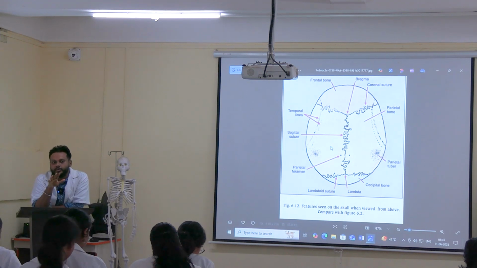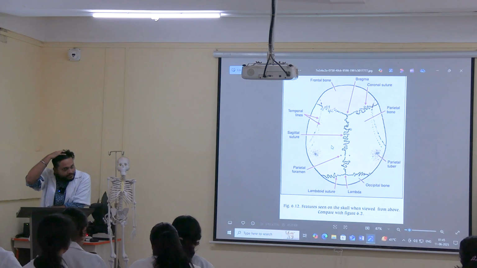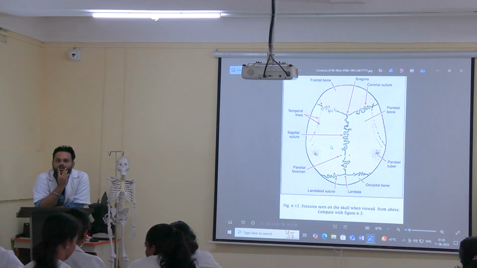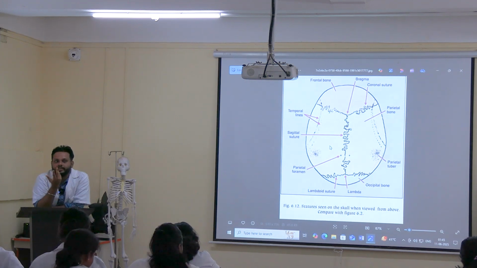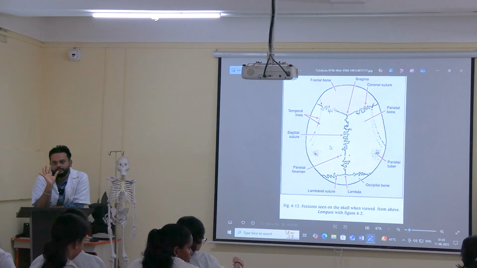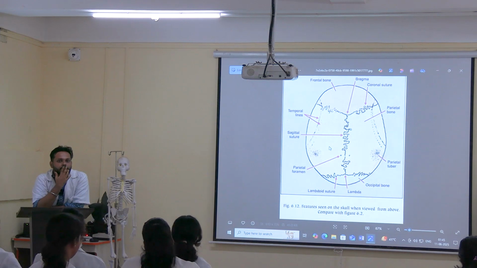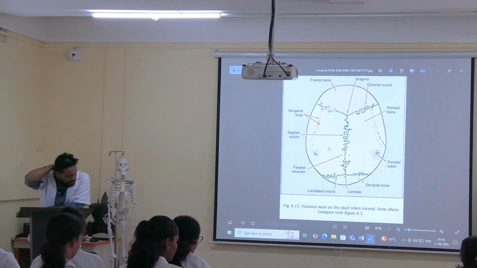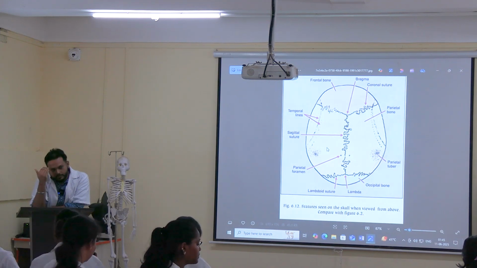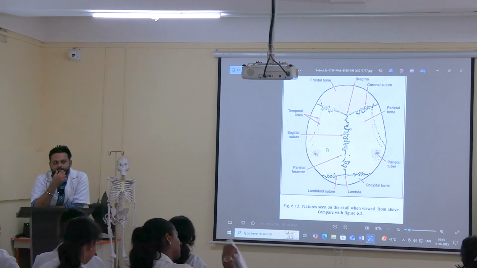Norma Verticalis means whenever we look at the skull from above. This is our skull. ऊपर से हम लोग जो देखते हैं that is our Norma Verticalis. And Norma Occipitalis whenever we look at the skull from behind. पीछे से हम लोग देखते हैं that is known as Norma Occipitalis. This is the occipital region, right? पीछे से देखते हैं तो फिर Norma Occipitalis. ऊपर से देखेंगे तो फिर Norma Verticalis.